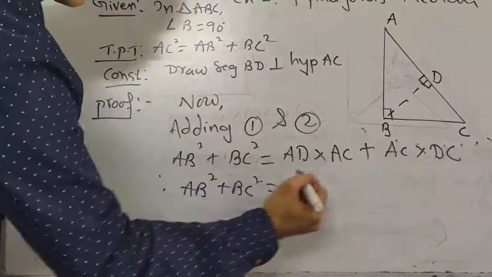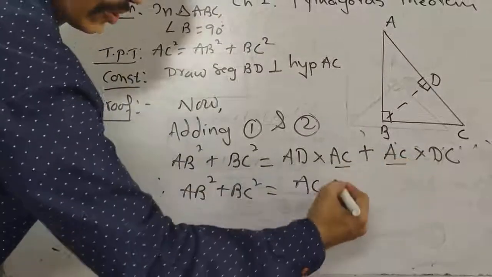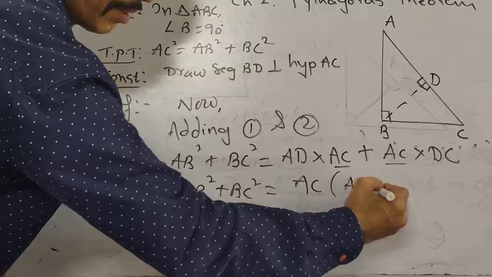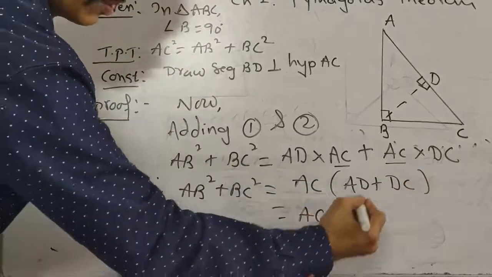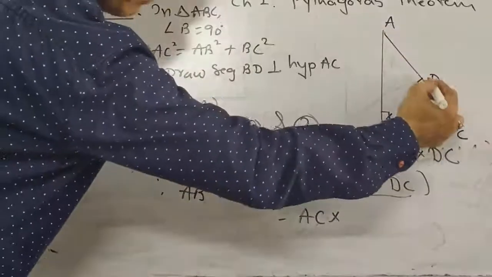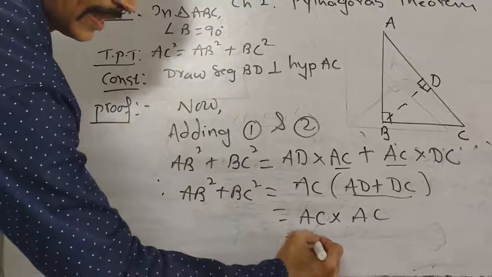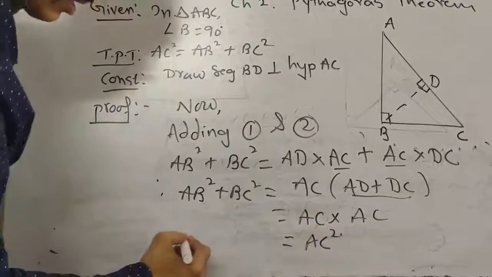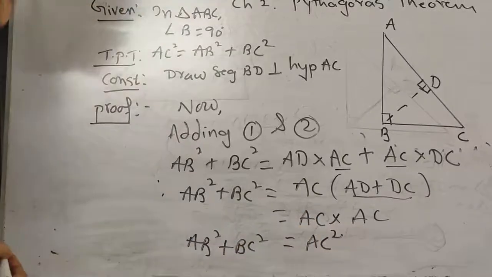Now what is common here? AC is common, so you will get AC into AD plus DC. AD plus DC is again AC. So AC into AC is AC square. So you will get AB square plus BC square is equal to AC square.